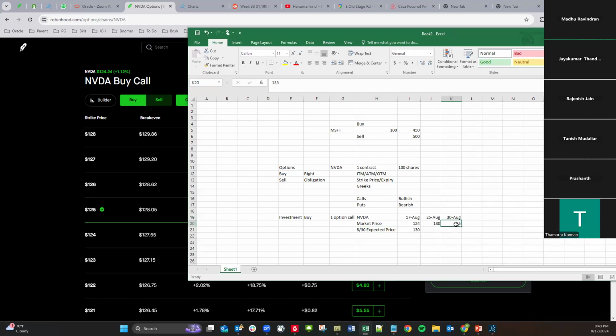So let's take this scenario that on 30th August, it reached 135. That means when I bought this call, I had the right to buy it at 130 by 8/30. So as of this date, I can go ahead and exercise my right to buy NVIDIA at 130, though the market price is 135.